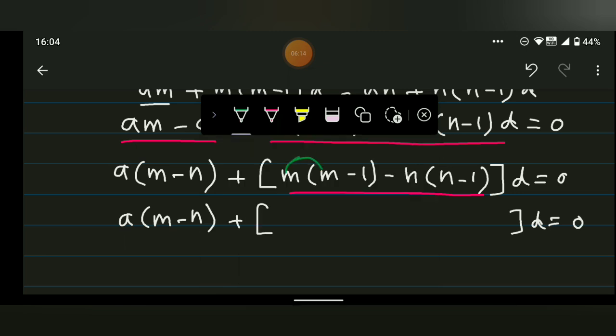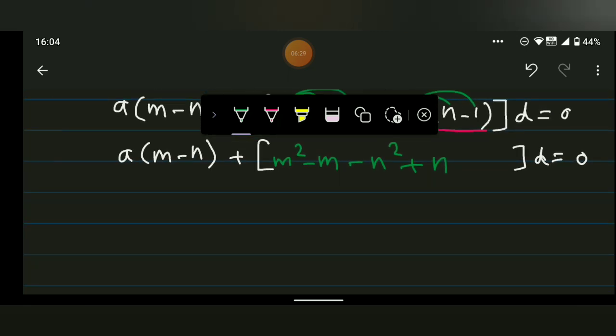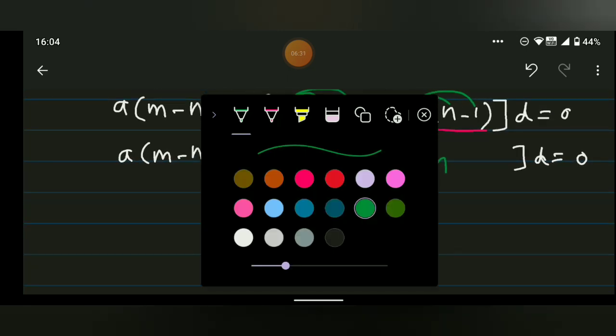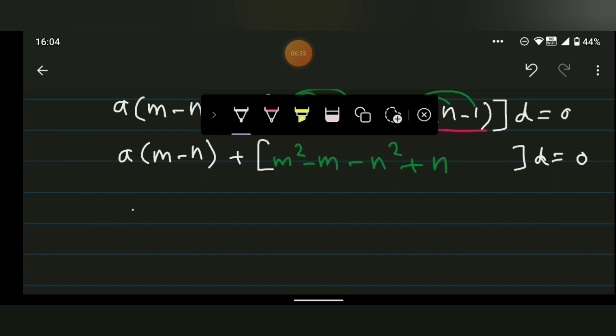So after multiplying by m and after multiplying by n, we will get m square minus m, and by minus n we will get the multiplication, minus n square, minus minus becomes plus n. So this is the term. So now we will get a in a bracket, m minus n plus, again I will write the common part first.